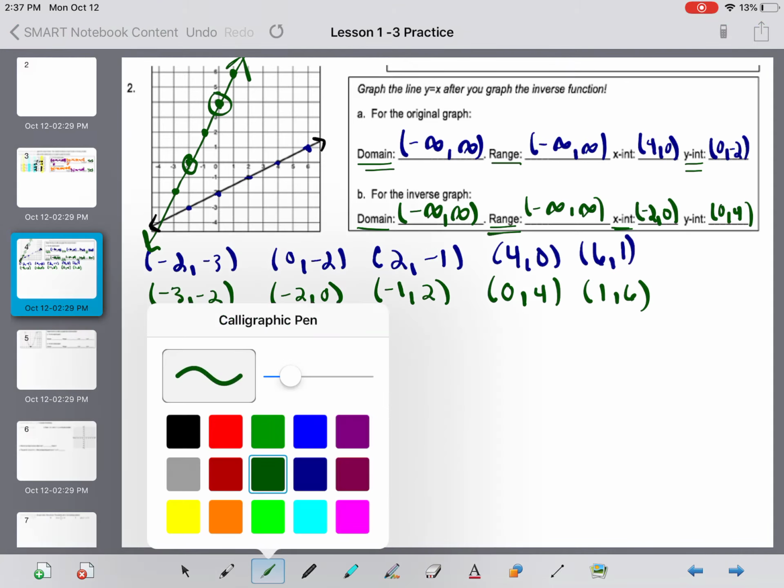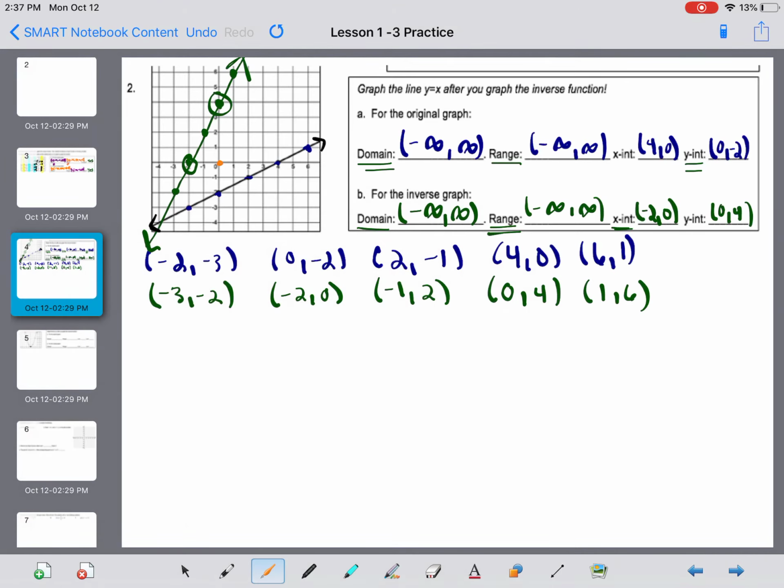We want to plot the line y equals x. So when we do that, start at the origin, and then you just go up 1, right 1, or down 1, left 1. And if your graphs look like they reflect over that orange line, then you know you graphed it correctly.